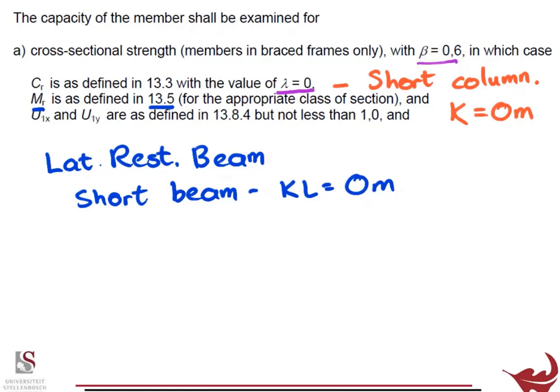And then we've got other factors we're going to check now. U1x and U1y are as defined in 13.8.4, but not less than 1. In this check, we are checking stresses. So we don't ever reduce to account for buckling. This U1x and U1y account for buckling. There is no buckling in this. So we do not ever have U1x and U1y less than 1. It could be greater than 1 to account for the fact that there are deformations causing P delta effects, which we'll see soon. So it could be greater than 1, but if we calculate a value of U1x and U1y less than 1, we don't take it ever less than 1.